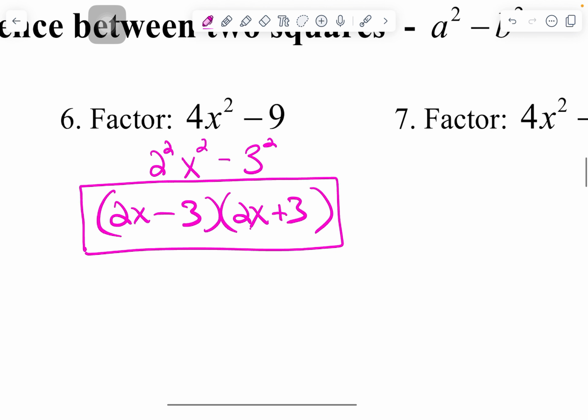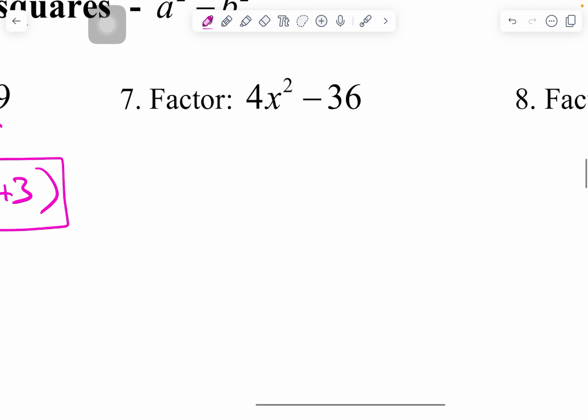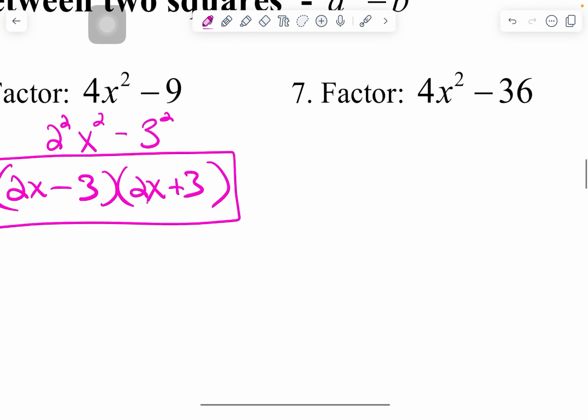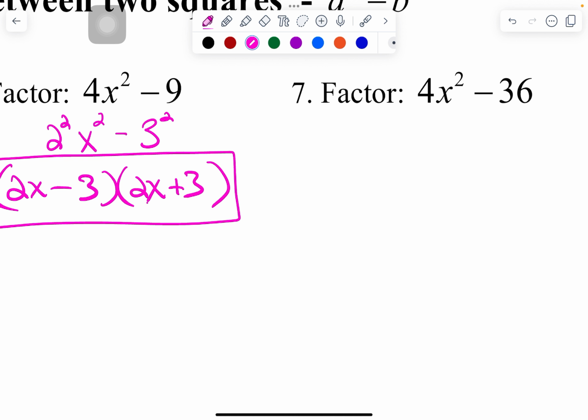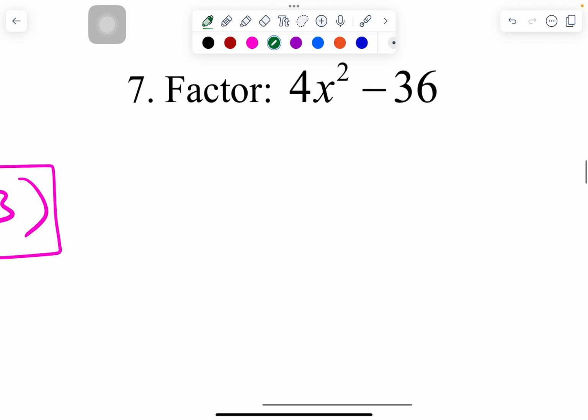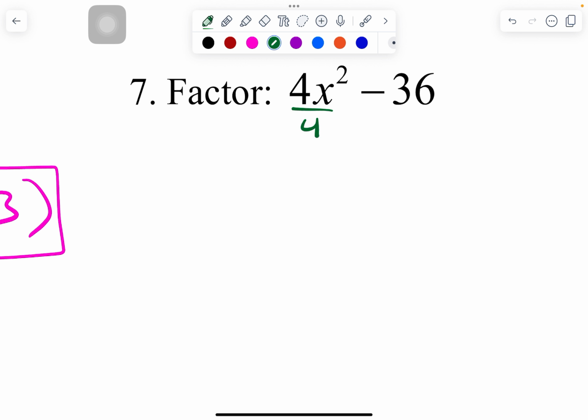All right, problem number 7. The difference between number 6 and number 7 is that in number 6, I have this leading 4, but I can't factor it out. In number 7, I have a leading 4, but I can factor it out. So I am going to. I absolutely want to make sure that I'm factoring out my GCFs. So I'm going to factor out a 4 from both of these. Okay, so 4 times x squared minus 9.